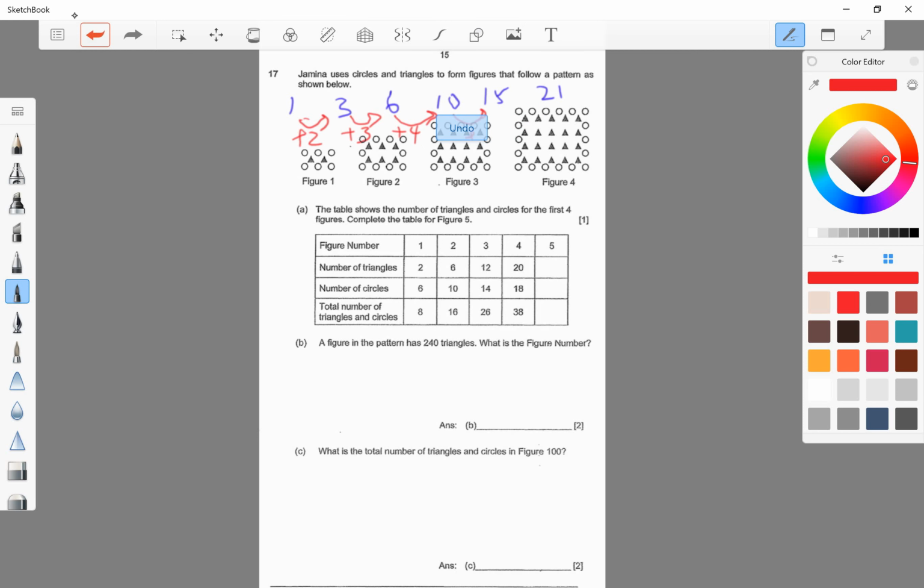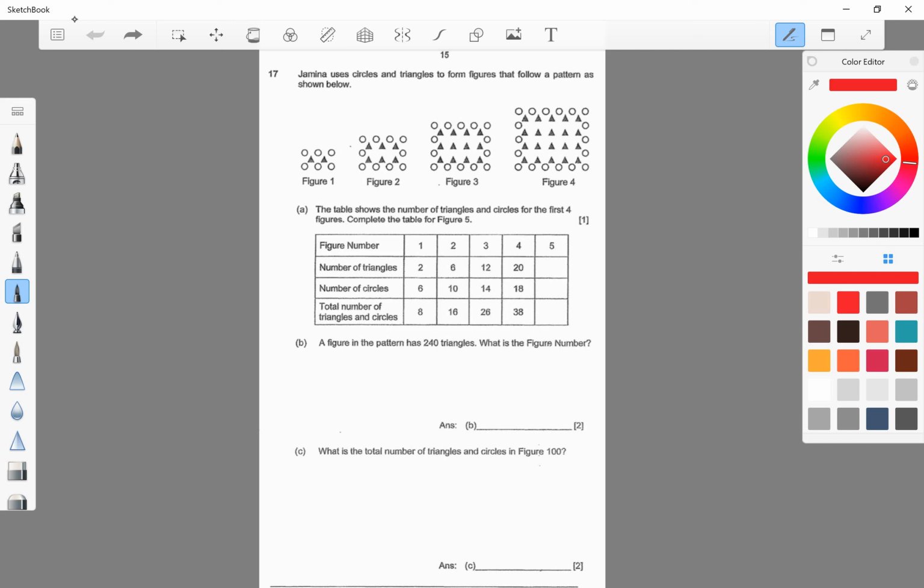But today we are not dealing with either square numbers or triangular numbers. What we're supposed to do is simply look out for numbers that we can either multiply or add such that it can get us to the next figure. Alright, so let me talk about the number of triangles that we see.